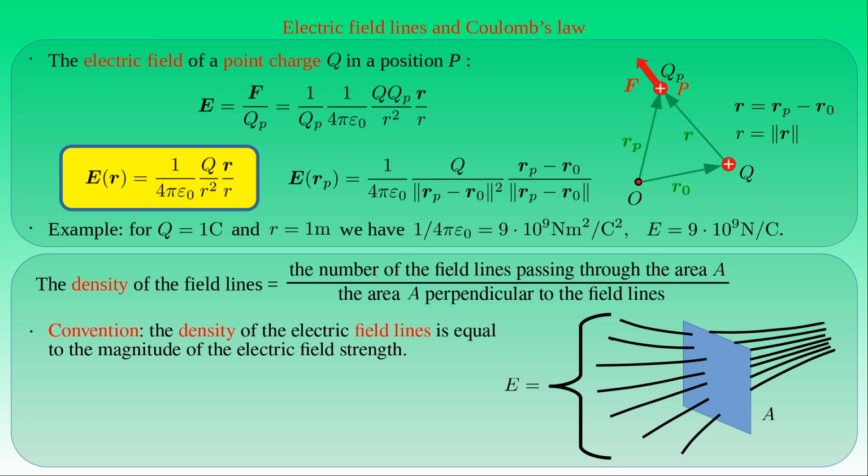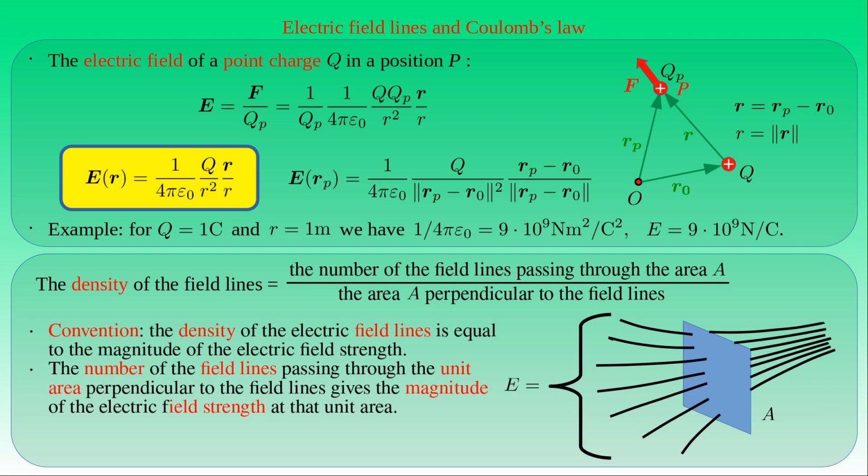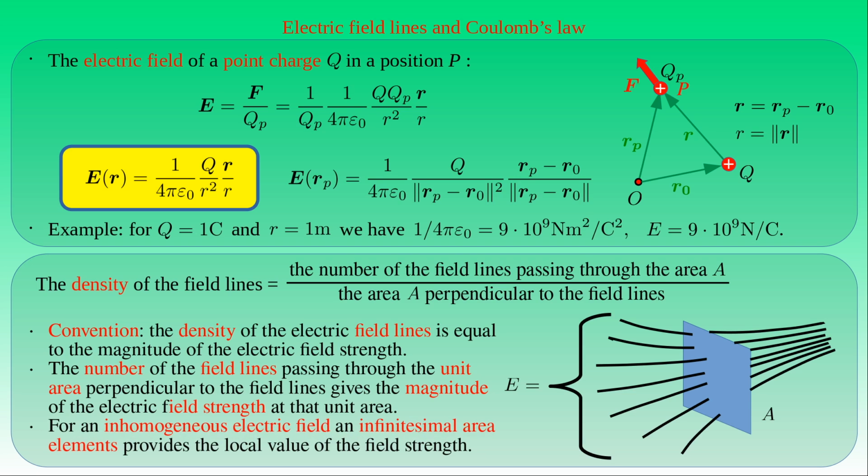That is, the number of the field lines passing through a unit area perpendicular to the field lines gives the magnitude of the electric field strength E at the unit area. This relationship between the density of the field lines and the electric field strength is obviously a local definition. For inhomogeneous electric fields, the infinitesimal unit area element provides the local value of the field strength. If the spatial distribution of the electric field exhibits some symmetry, then we can also use a surface over which the magnitude of the field strength is constant. We count the field lines passing through the surface, and divide the result by the area of the surface.